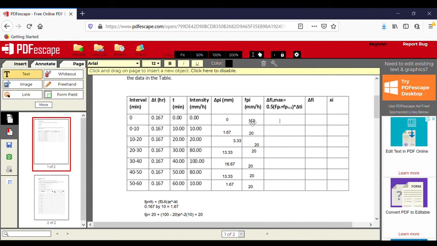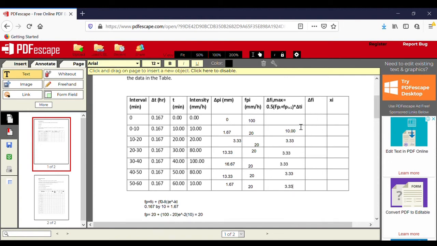After that, for the next one, you repeat the process over again. For FP max, with an average of this, you put 100 plus 20 divided by 2, the average, 120, multiplied by the change in T, which is 0.167. So you're going to start from here, and this will give you 3.33. The 10.00, this will give you 10.00, and the next will be 3.33, and the next is 33.